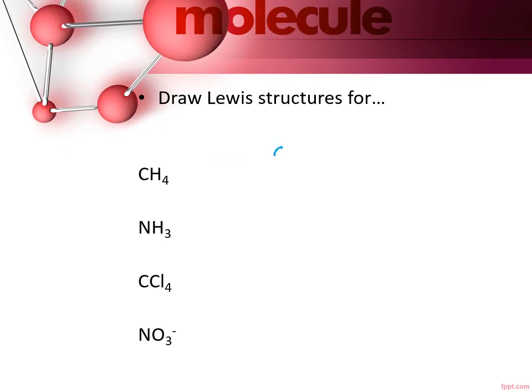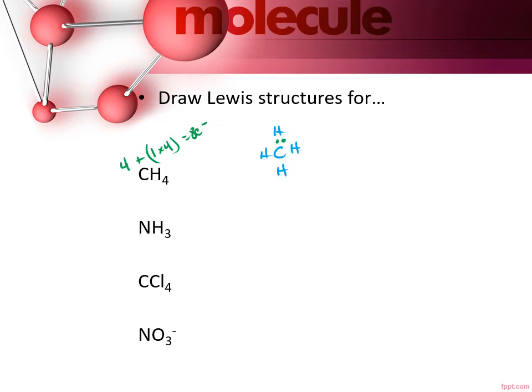CH4, we're going to put carbon in the middle. We're going to put the hydrogens all around, just like that. I'm going to count up my valence electrons. Carbon has 4 valence electrons. Each of those hydrogens has 1. 1 times 4 hydrogens is 4. 4 plus 4 is 8. I've got 8 total electrons to put into some bonds.